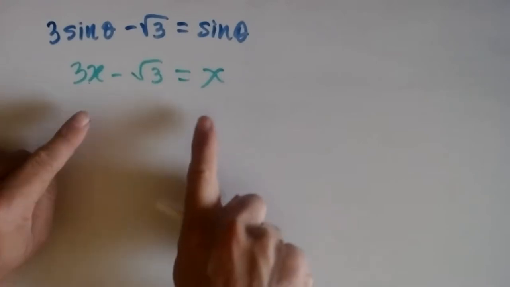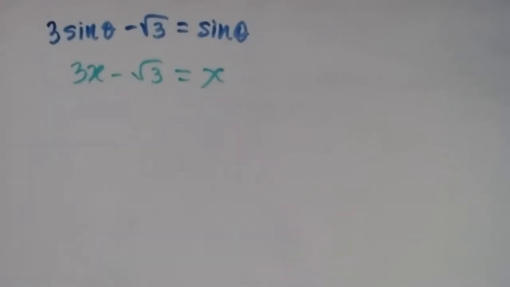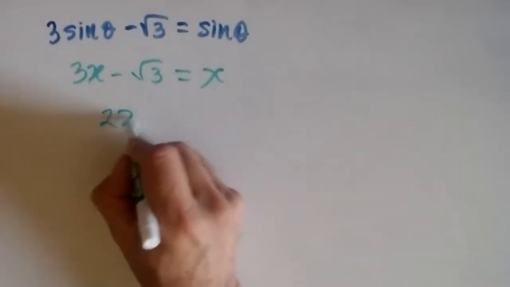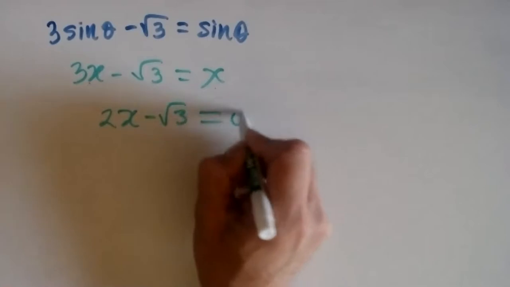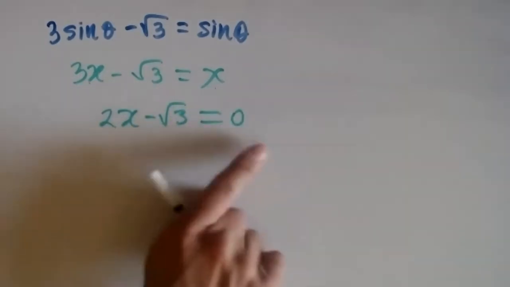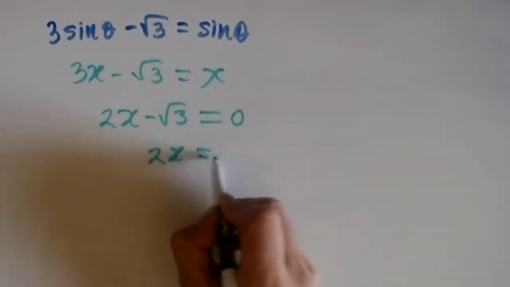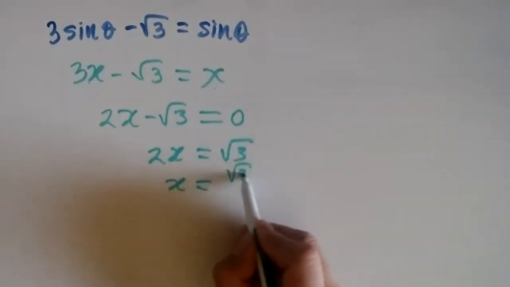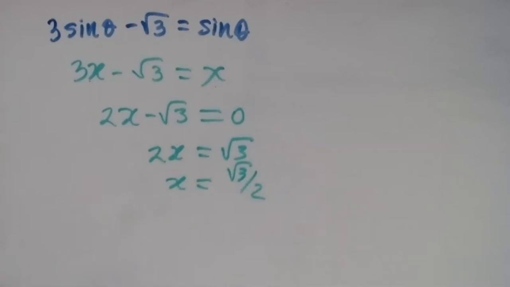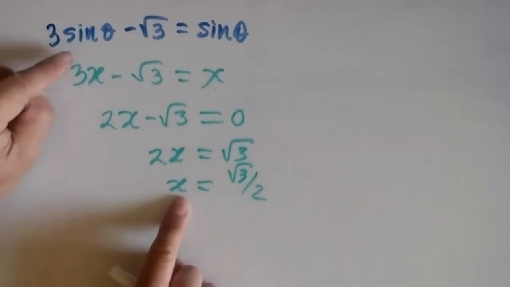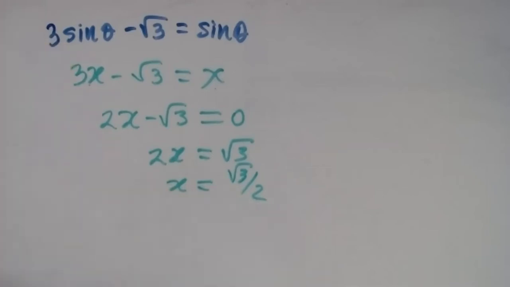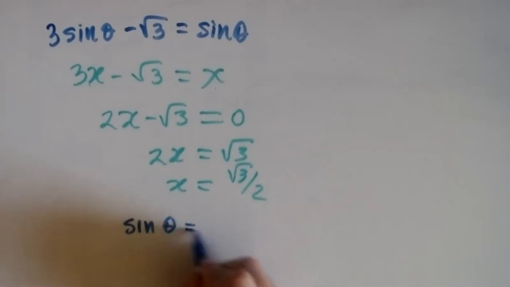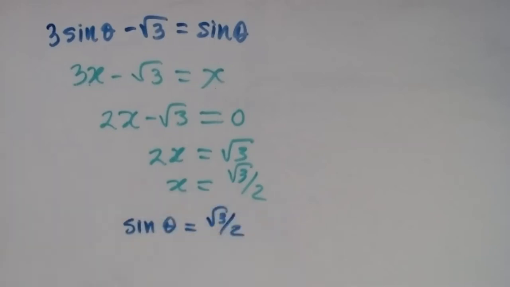Now, everybody knows how to solve that one. I'm going to move this to the other side. So 3x minus x is 2x minus the square root of 3 equals 0. You move this to the right: 2x equals the square root of 3. Then you divide, x equals the square root of 3 over 2. This equation is really sine theta equals the square root of 3 over 2.